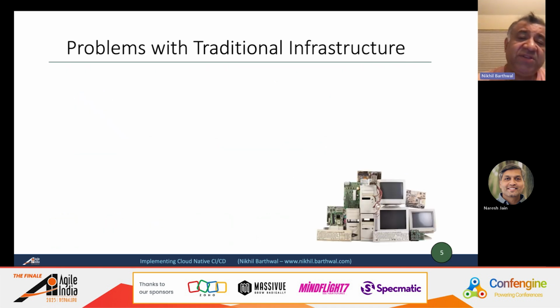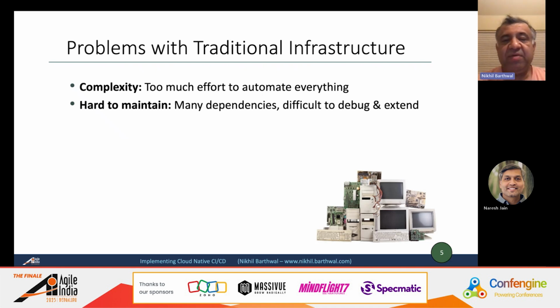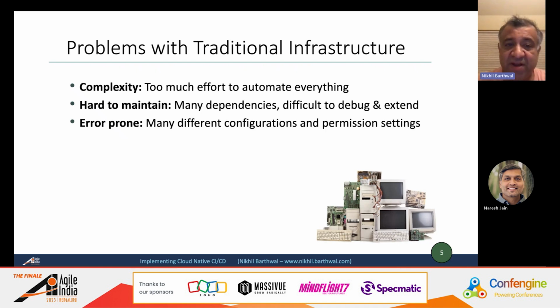So the problem with this traditional infrastructure that we have found is that there's too much complexity, right? To automate everything, you have to put in too much effort. Microservices have a problem in that their systems are very brittle. They have many dependencies, it's difficult to debug, etc. So these systems are very hard to maintain at scale. If you're doing a small project, of course, that's a whole different issue. But at scale, they are very different and very error prone. Because imagine when you have 1,000 plus services, you have 1,000 plus projects with a lot of duplication and a lot of permission settings, you go nuts handling these configurations, right? So it's very error prone.